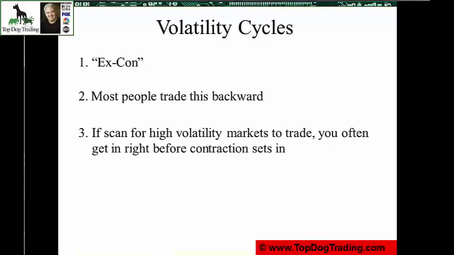No, it's just that they haven't been taught about the expansion-contraction cycle. So they're always trading the wrong end of it, and especially because, as I said, mathematically, the scanners need a certain amount of time, a certain number of data points to accumulate in order to mathematically indicate that, yeah, this is a high volatility market. So they always get in at the wrong time.